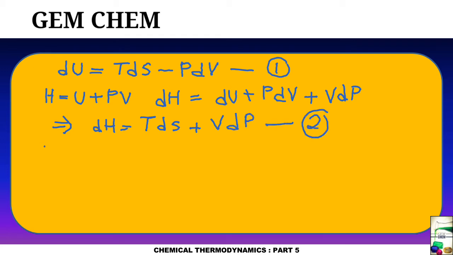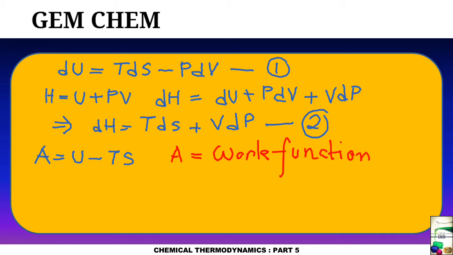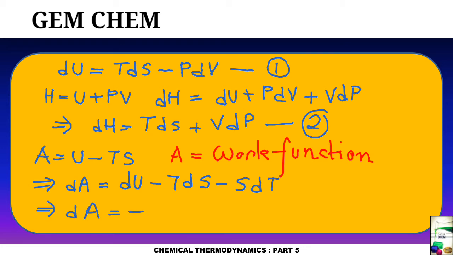Next, another equation is A equals U minus TS. Now what is A? This is a very important question. A is the work function or Helmholtz energy, and we will deal with it when we deal with the second law of thermodynamics. It gives dA equals dU minus T dS minus S dT, and ultimately dA equals minus P dV minus S dT, and this is our equation number 3.